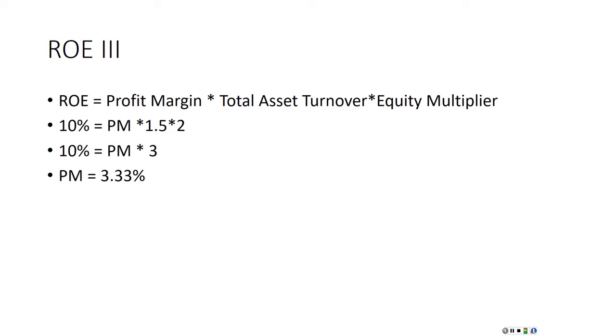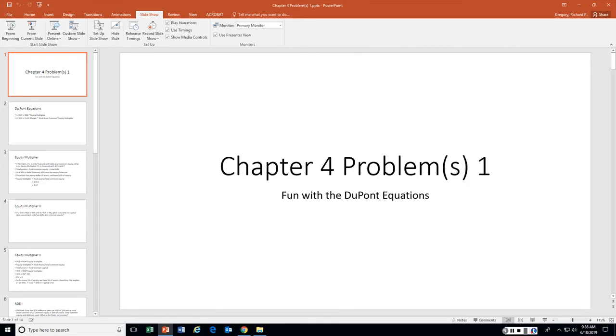From the second equation, we can say that return on equity is equal to profit margin times total asset turnover times the equity multiplier. Return on equity is given as 10%. The profit margin is not given. Total asset turnover is 1.5, and equity multiplier is 2. Working algebraically, we can then solve for the profit margin being equal to 3.3%.